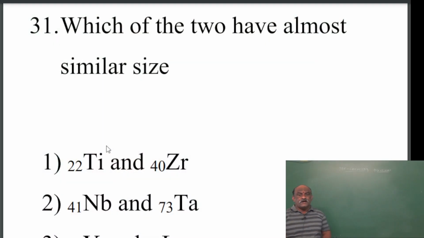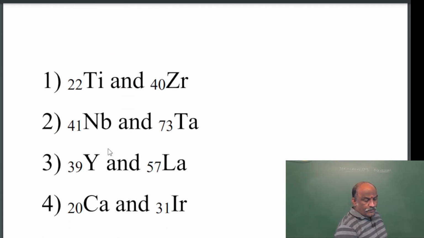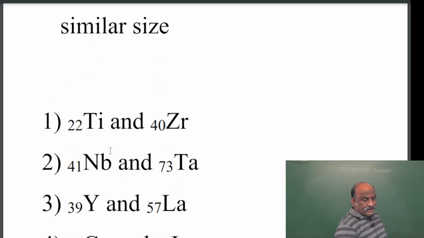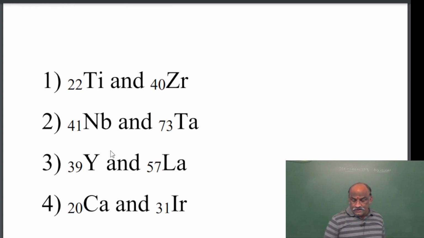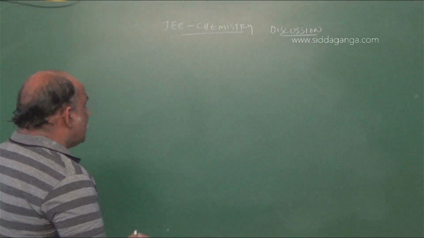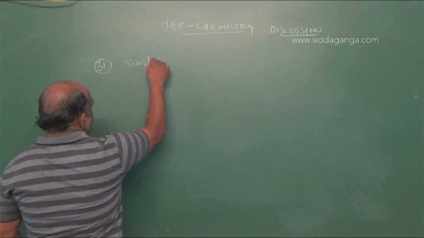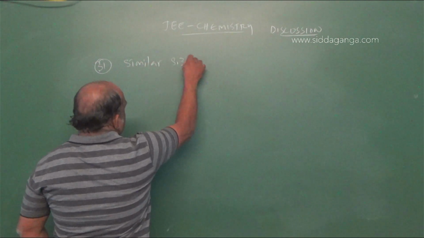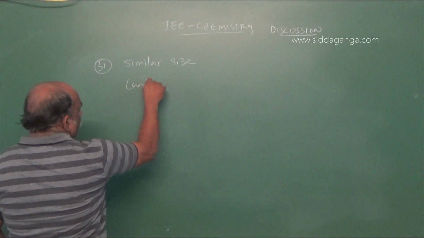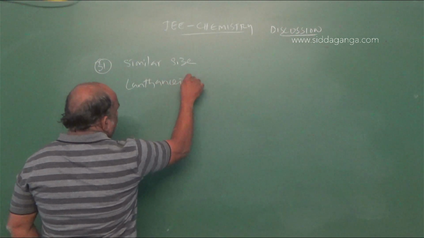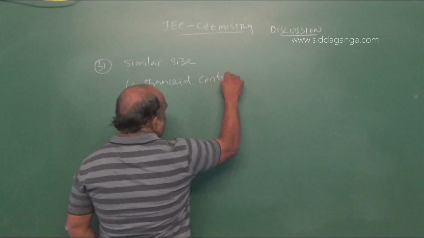Question 31. Which of the two have almost similar size? Titanium zirconium, niobium tantalum, yttrium lanthanum, calcium iridium. This is a very interesting and simple question. Same size, similar size can be explained in the form of lanthanoid contraction.